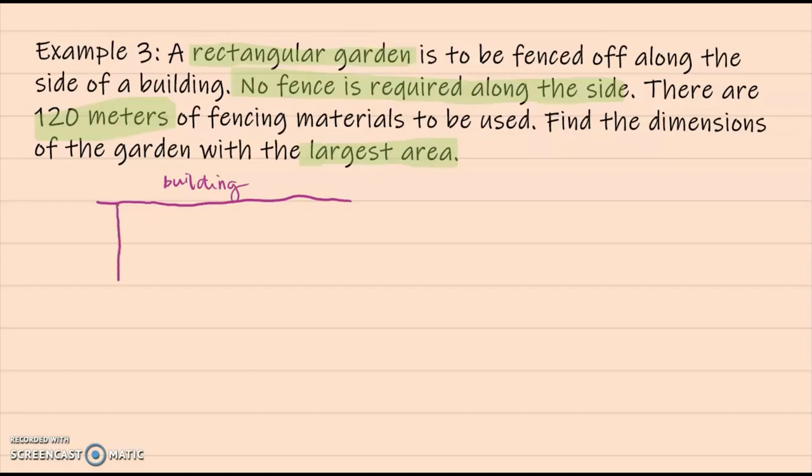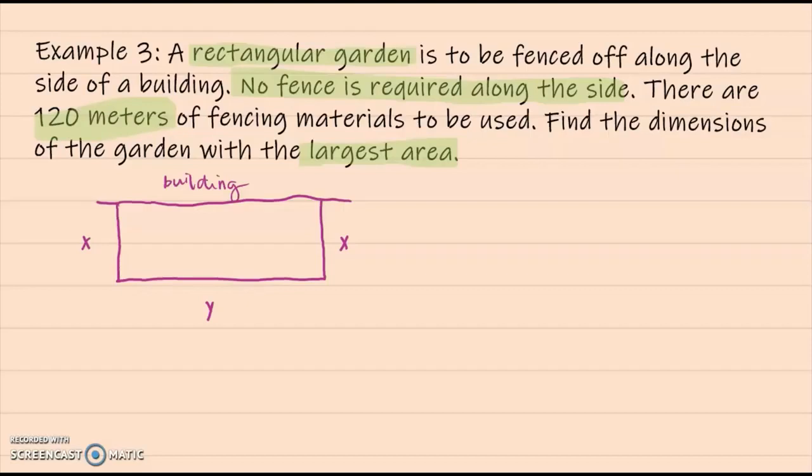Now remember, no fence is required along that side of the building. So to find the perimeter, let's have x on both sides and y for the width. Now you may pause this video and try to solve this on your own and check if we were able to get the same answer.